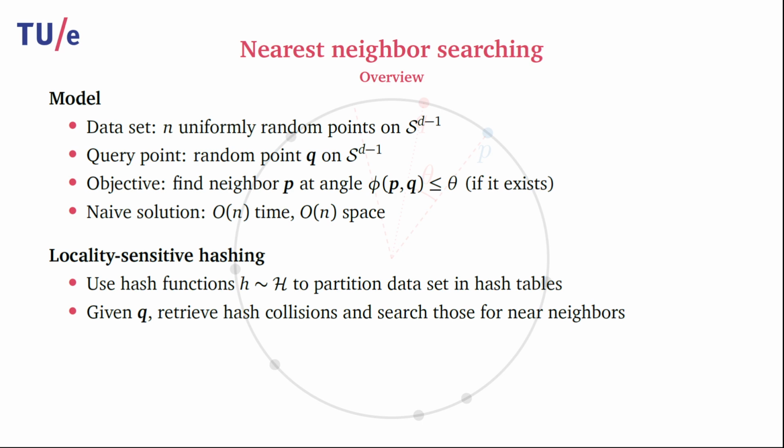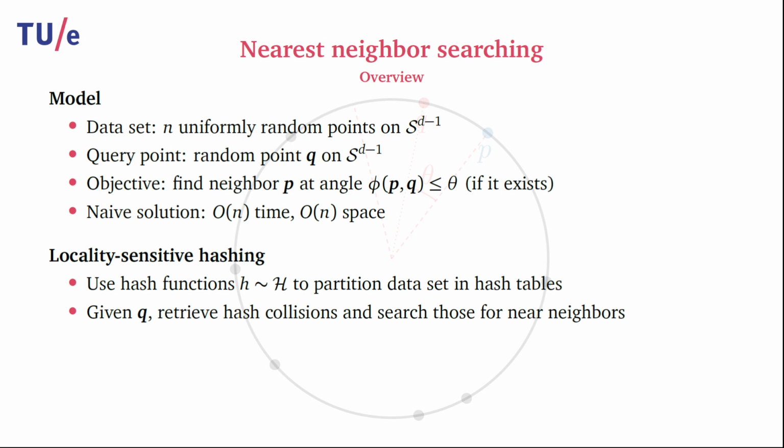One method which does seem to work quite well in higher dimensions as well is locality-sensitive hashing. The idea of locality-sensitive hashing is to use hash functions to partition the dataset in hash tables. We split the sphere into regions and we store nearby points in the same hash buckets using these hash functions. Then given a query point, we look up in which hash region this point would be, and we retrieve only the points which are in the same region, and check if any of them are near neighbors of the query point.